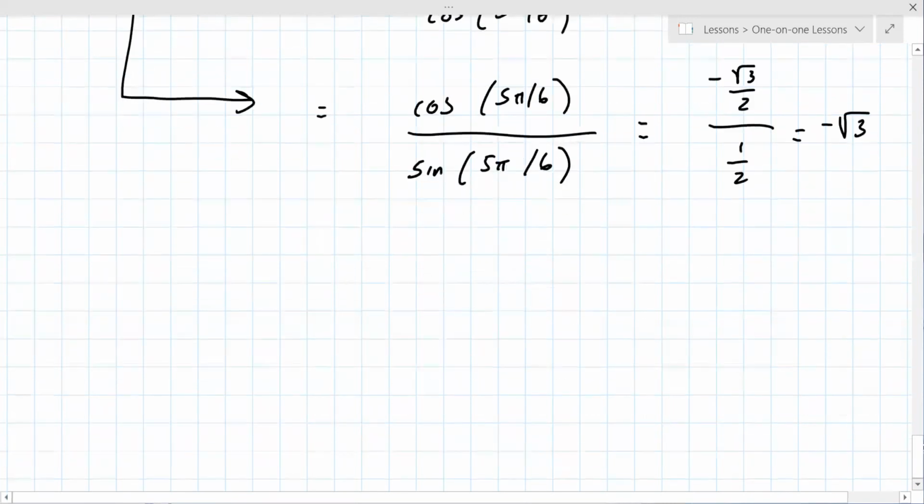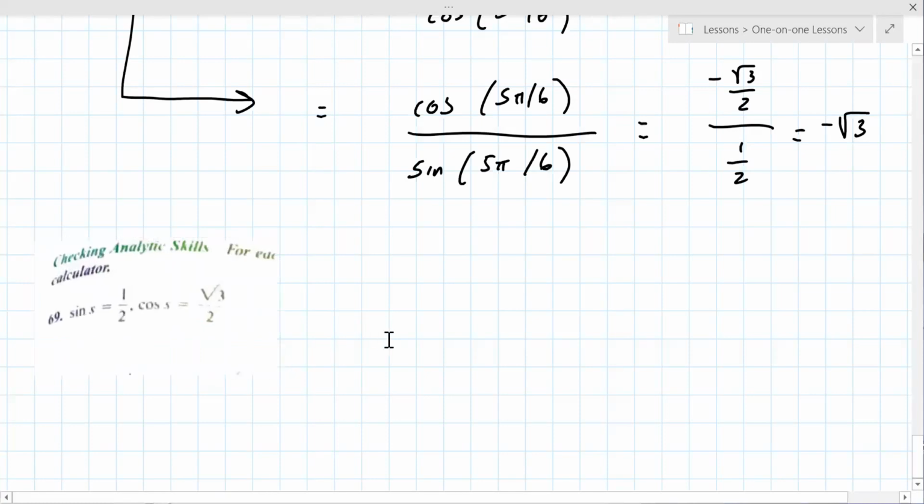69. Okay. Sine s equals 1/2. Cosine x equals... Is there a negative in front of the square root of 3 over 2? Let me check that. No, not at all. So it says for each equation, find the tangent, cotangent, secant, and cosecant. There's a lot that goes into this problem. It's a really good test question.